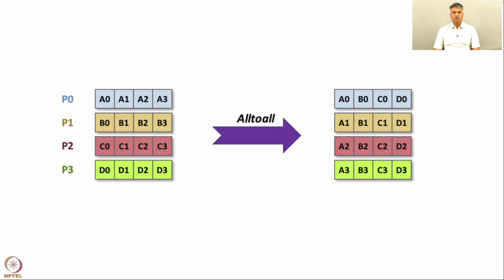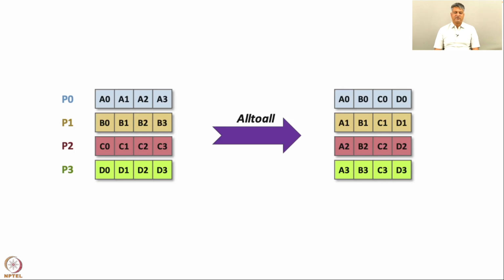P1 will now receive all the second elements from each of the other processes and give out its first, third and fourth elements. P2 will be doing something similar. The graphical representation of how the data is exchanged makes things clear.